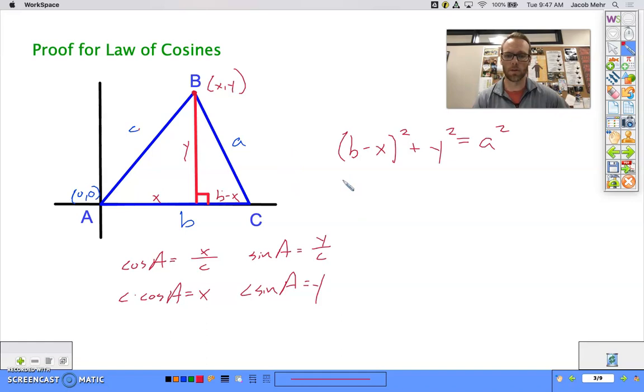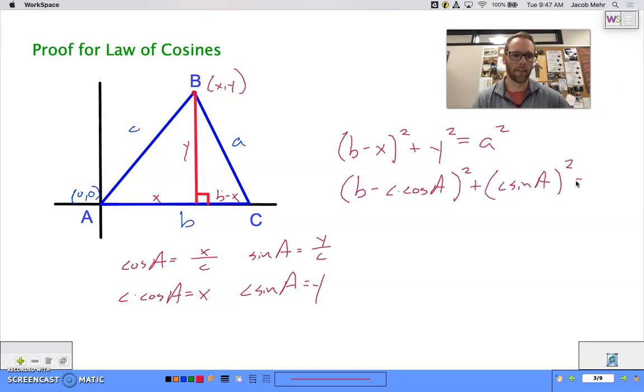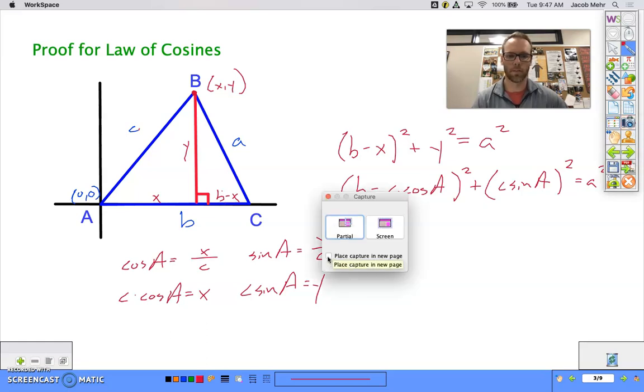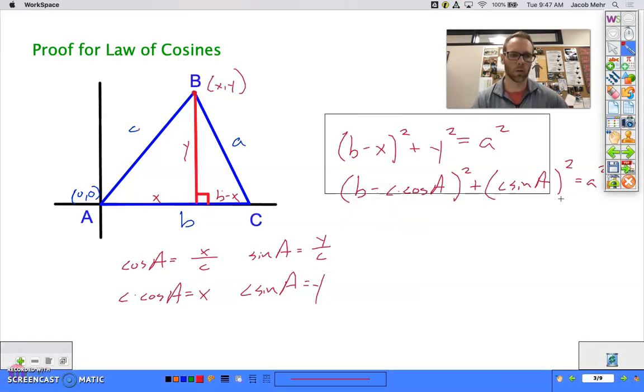So now let's do some substituting. We don't need to substitute anything in for b because we want there to be a b in the law of cosines formula. So we're going to go b minus, what is x? x is c times the cosine of A, squared, plus, what is y? c times the sine of A, squared, equals a squared. And this is what I want to work off of. I should have given myself more room to work, so I'm going to just put this into a new page and we'll go from there.